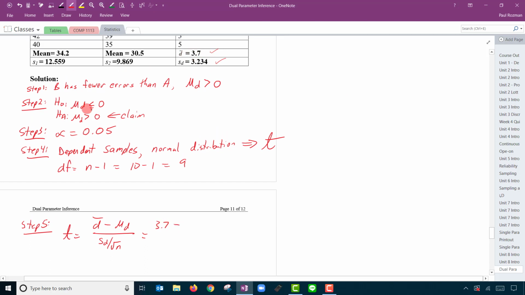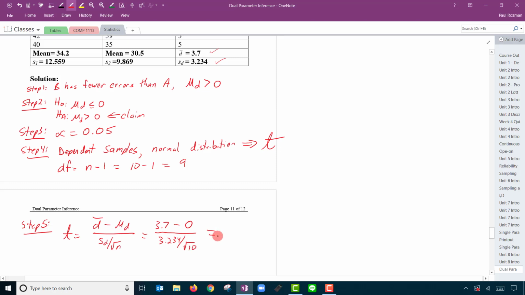We're assuming the null hypothesis is correct. So this mu d is something less than or equal to 0. If we evaluate it at 0, it's the closest call between the two categories. So if it works for this, it will work for any other. Our standard deviation is calculated there, 3.234. It's a sample standard deviation, obviously. And n was 10.